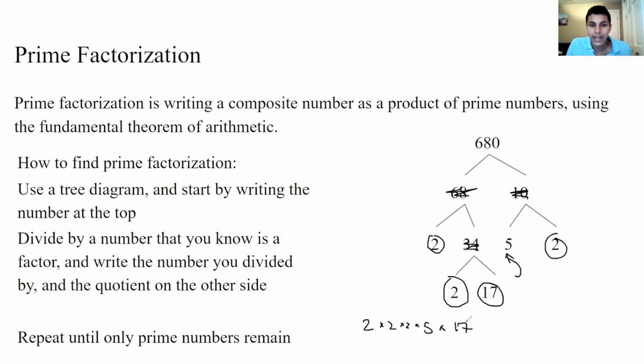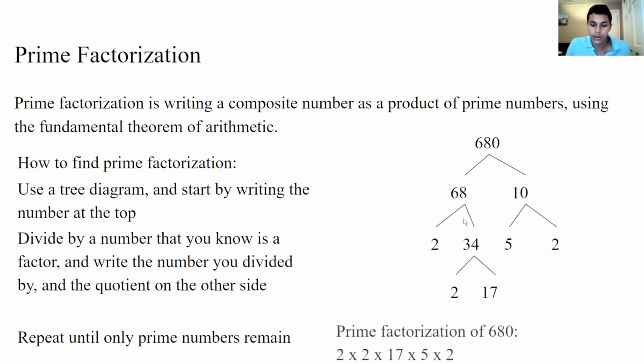And just like that, we've broken down 680 into its prime factorization: 2 times 2 times 17 times 5 times 2. Sometimes it's a little bit better to write it in numerical order, so it actually should be all the 2s at the beginning, then the 5, and then the 17. But if you're writing it just as you counted from the tree, you get a 2, another 2, a 17, a 5, and a 2.